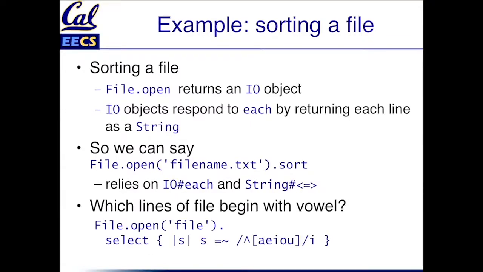I can also say, which lines of this file begin with a vowel? Well, that's easy enough. We already know how to use select to pass an anonymous method, an anonymous function, to something. So for every line of a file, we're going to pick out the ones where this regular expression match returns true. Again, 0 additional work.